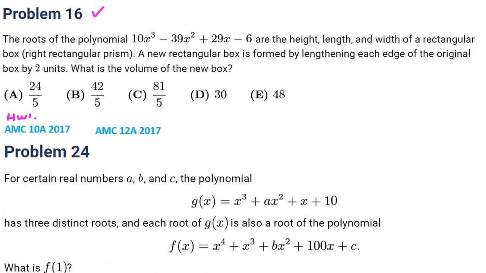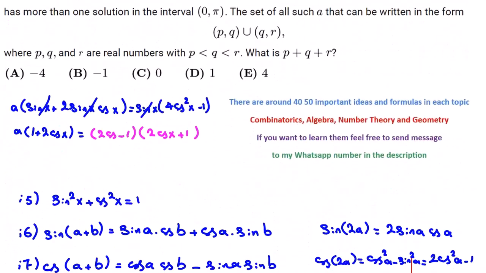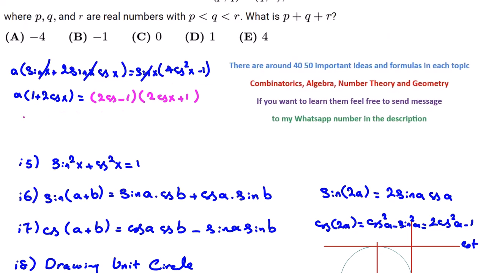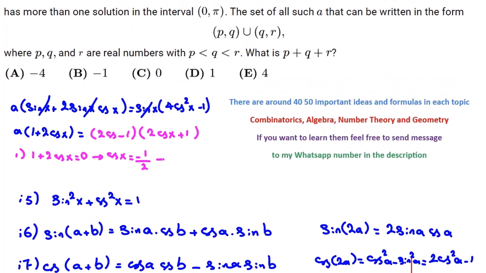Okay, so here we can consider two things. If 1 plus 2 cos x is 0, then cos x equals negative 1 over 2. In trigonometry, 4 ideas are left. I will tell you after solving this problem. When cosine x equals negative 1 over 2, because x is from 0 to pi, you can easily say, okay, we know cosine 60 is 1 half. So cosine 120, or 2 pi over 3.